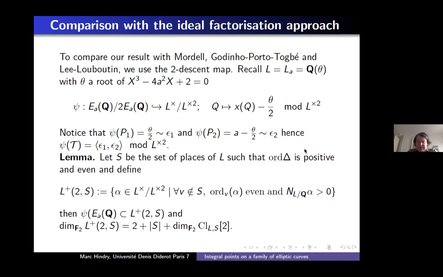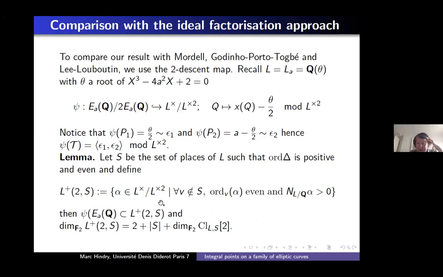Now, this L star modulo squares is not a finite group, of course. I mean, the multiplicative group of Q modulo squares is not at all a finite group. So we want to cut down the size to a finite group. And again, the two descent does this for us. So I give explicitly the definition of the finite subgroup that will contain the image.